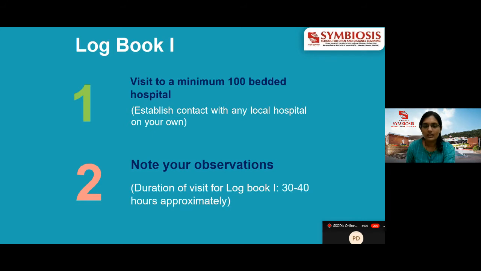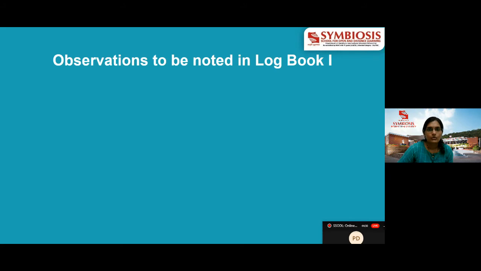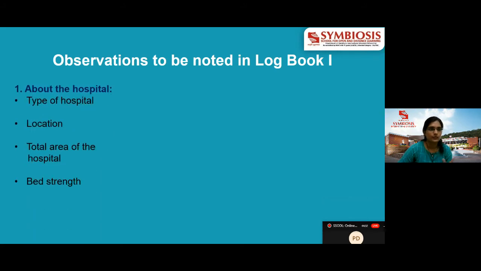So let us now see what are the exact observations you will be noting down, and that you should put in your report for logbook 1. So these are the points. First point, about the hospital. Once you have finalized which hospital you will be approaching, you can just start your observation. You have to first write down and know about the hospital.